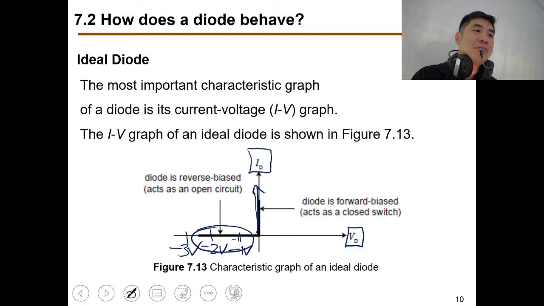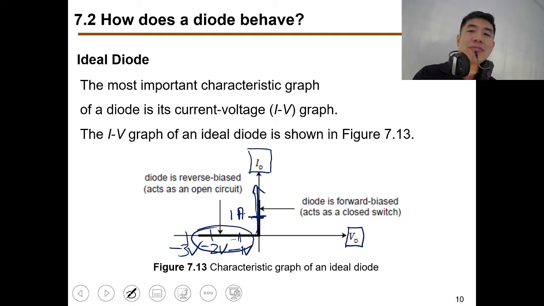Basically, after 0 volt, it gives you full current only. Whatever current you have, it will give it to you. So if, let's say, the maximum current in your circuit is 1 amp, then this will stop at 1 amp, it will be this high only, understand? So this graph basically just shows you this. This is the ideal diode.